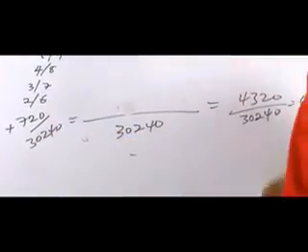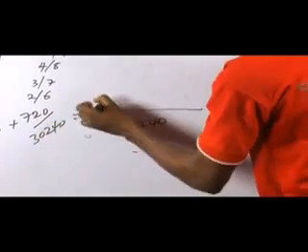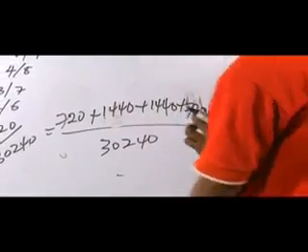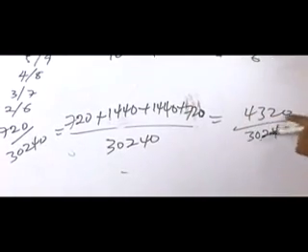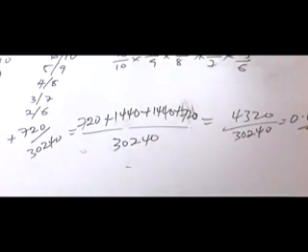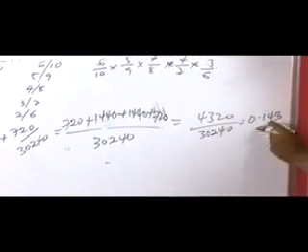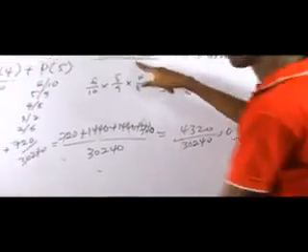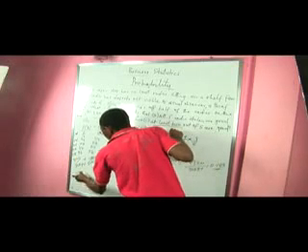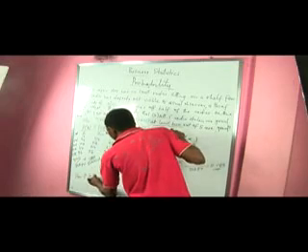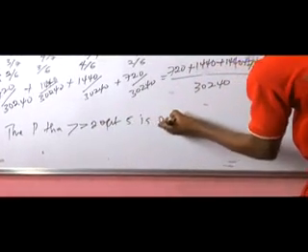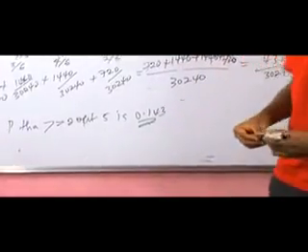That is 30,240. So if you add them together, we find the LCM of all of them. You see we have this plus 1,440 plus 1,440 plus 720. The addition of this will give us 4,320 all over 30,240. So divide this, and you are very sure you will get 0.143. That is the probability that at least, that is, greater than or equal to 2 out of 5, is 0.143. I hope that is clear.